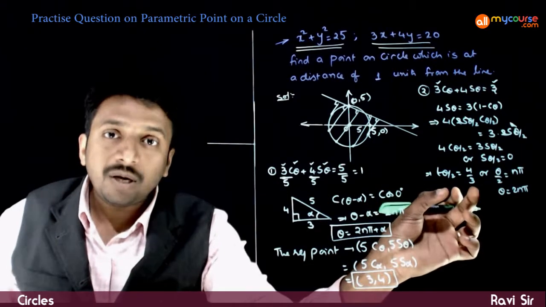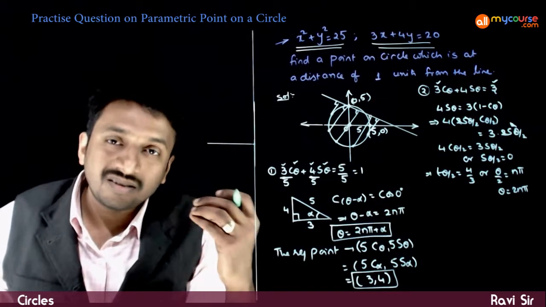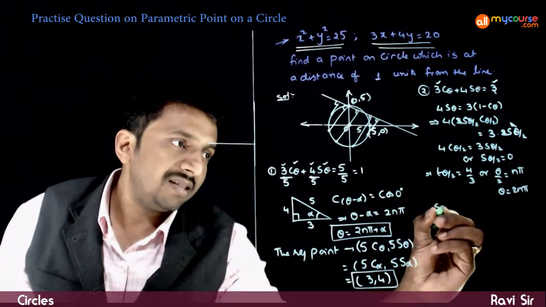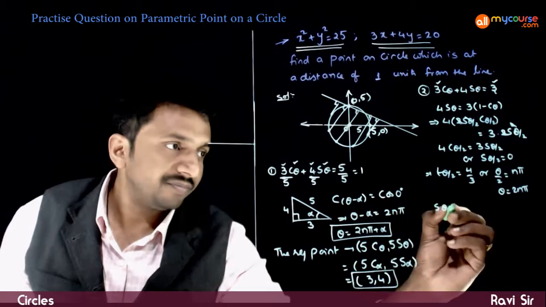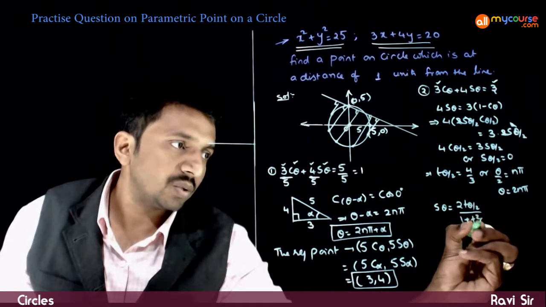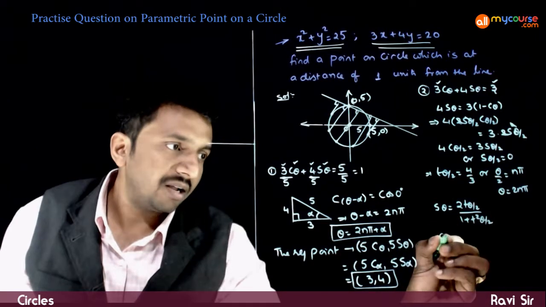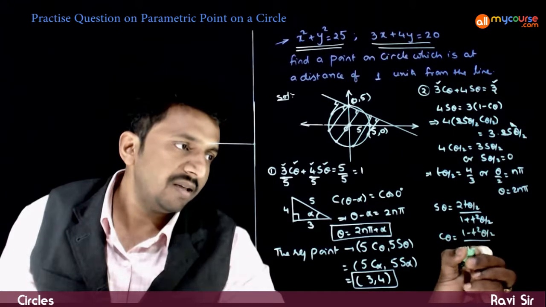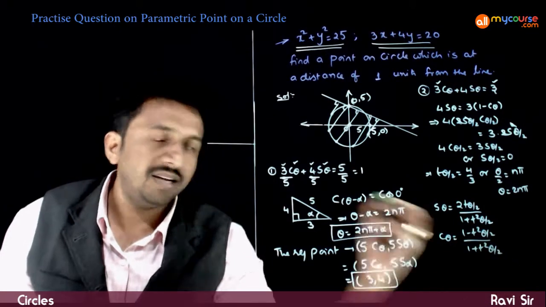So if tan theta by 2 is equal to 4 by 3, what is sin theta and cos theta? So sin theta is equal to 2 tan theta by 2 by 1 plus tan square theta by 2, and cos theta is equal to 1 minus tan square theta by 2 by 1 plus tan square theta by 2.